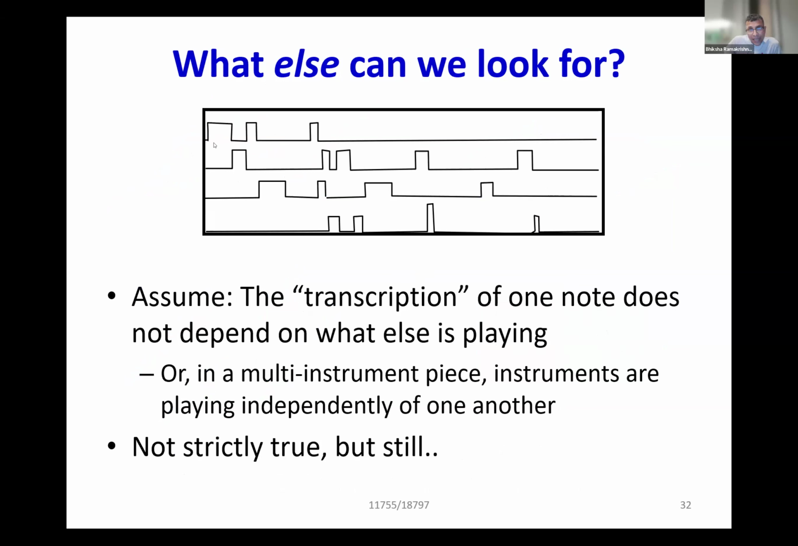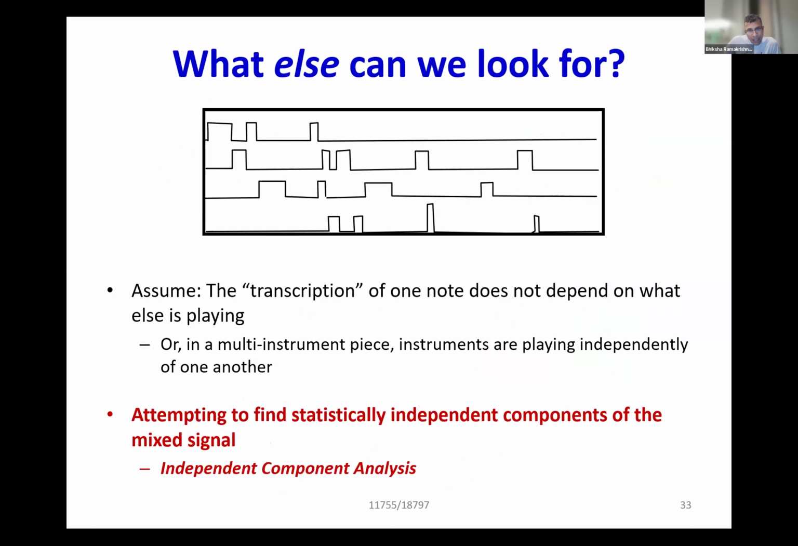I can assume that the transcription of one note does not depend on what the rest of the notes are playing. That is, in a multi-instrument piece, the instruments are playing independently of one another. Now, this is not strictly true, but I can make this assumption. And so if I do that, I can now use that as a constraint and try to find statistically independent components of the mixed signal. This is independent component analysis.